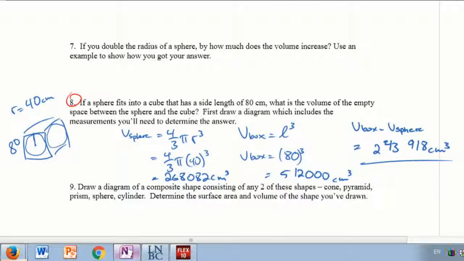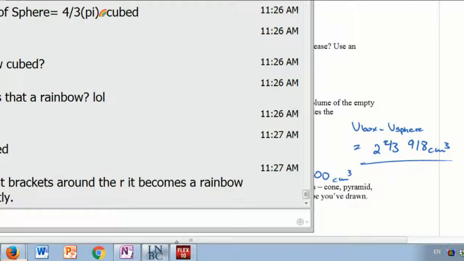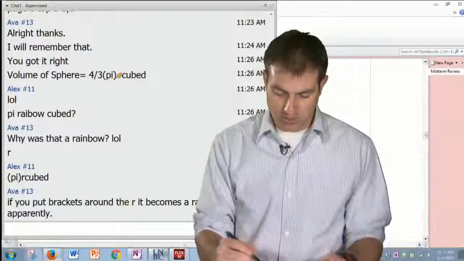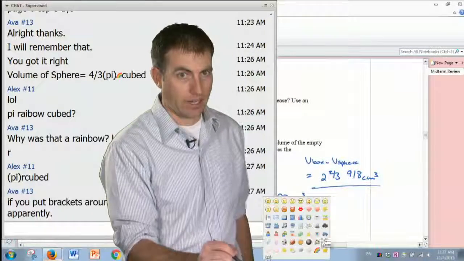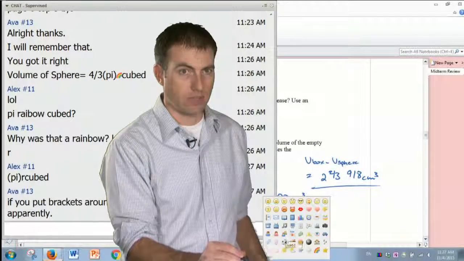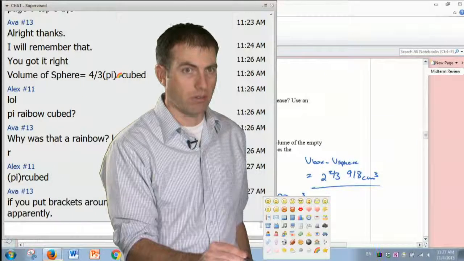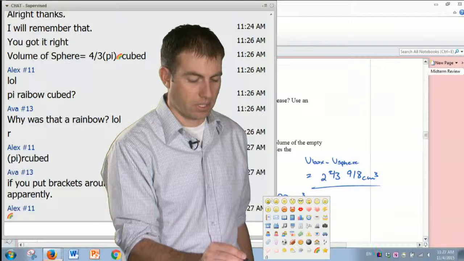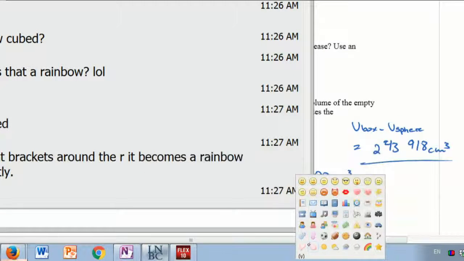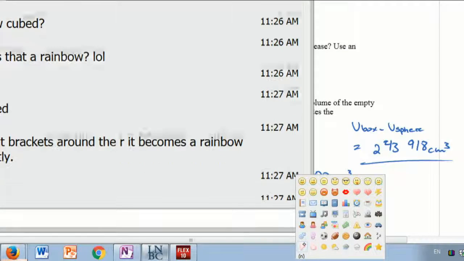If you put brackets around the R, it becomes a rainbow. Yeah, you have all these little smileys you can use in chat, and they all have little shorthands that you can see right down in the bottom here. When I hover over them, they all show up. So if you're wanting to put in a smiley face, or like no is N with a bracket, there you go. Alex got the rainbows all figured out.